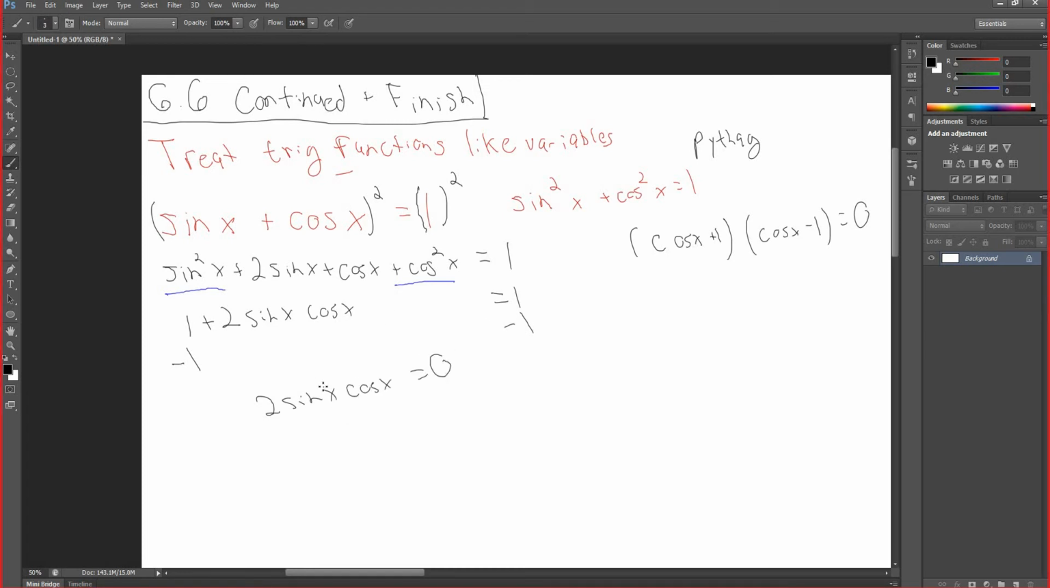So technically I have factored form: sine of x times cosine of x. When I do these, I like to divide by the 2 on both sides, which cancels out the coefficient. So I'm left with sine of x equals 0, or cosine of x equal to 0.